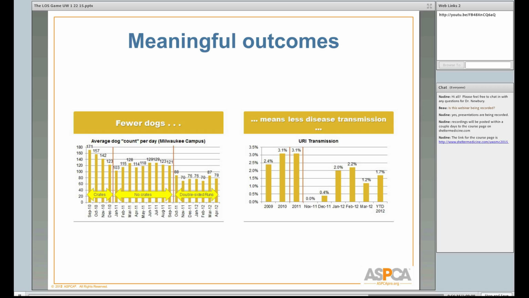Hopefully you can see this. At one point they had dogs in the double-sided kennels, but also in crates. Then first they removed all the crates, and then they only used double-sided runs. And so you can see that their population went down to an average dog count of about 180 dogs, down to about 70 dogs. And they had incredibly much less URI transmission in their dogs, and their adoptions stayed the same and have even increased.